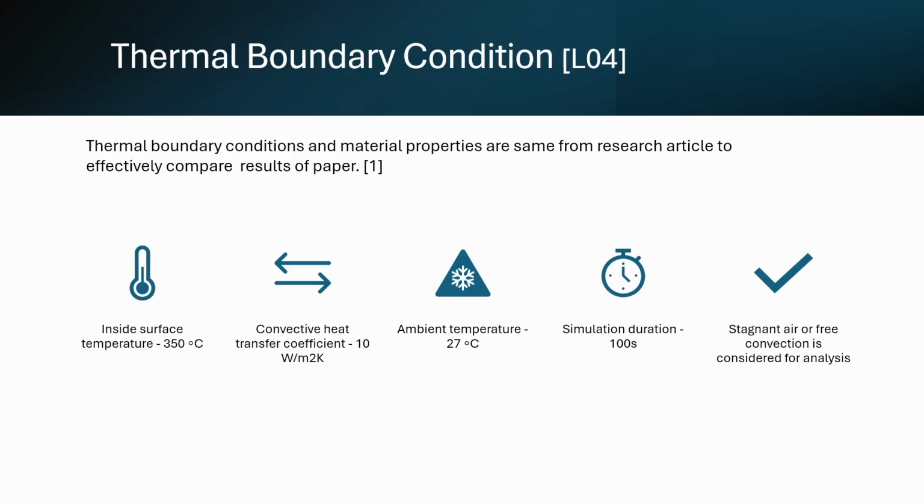For the boundary conditions, I set the inside core temperature at 350, the convective heat transfer coefficient at 10 watts per meter square Kelvin, and the ambient temperature at 27 degrees Celsius. I simulated it for 100 seconds, and I left everything for natural convection.